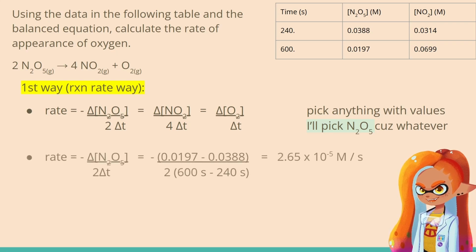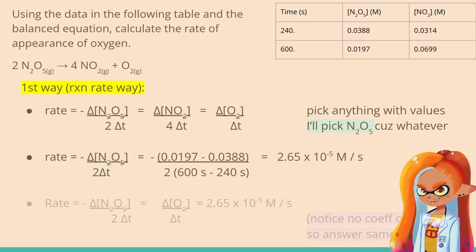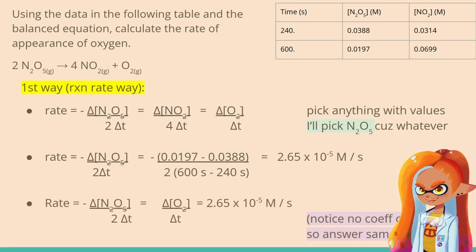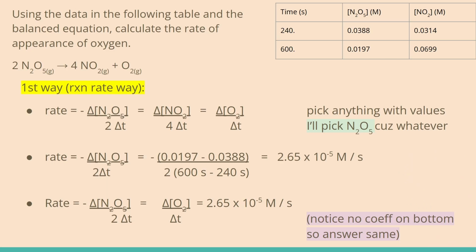In order to use N2O5, I just plug in the values. Remember, delta T is just change. So I'm changing from the 240 seconds to the 600 seconds. I just plug and chug with my delta, and then I get my rate. And then I just make those equal to each other. Notice there's no coefficient on the oxygen, so that's just the rate of the oxygen. So there we go.